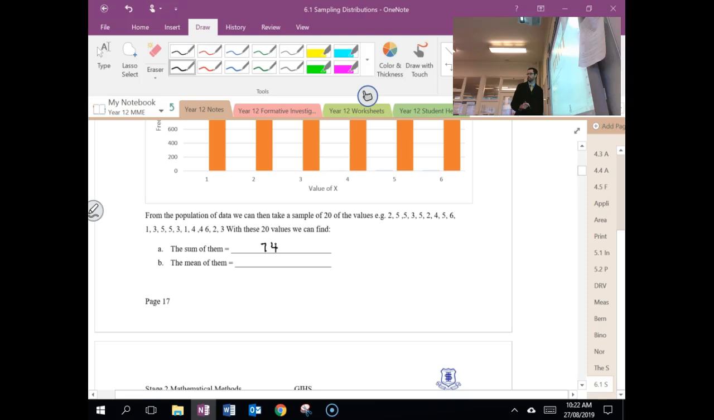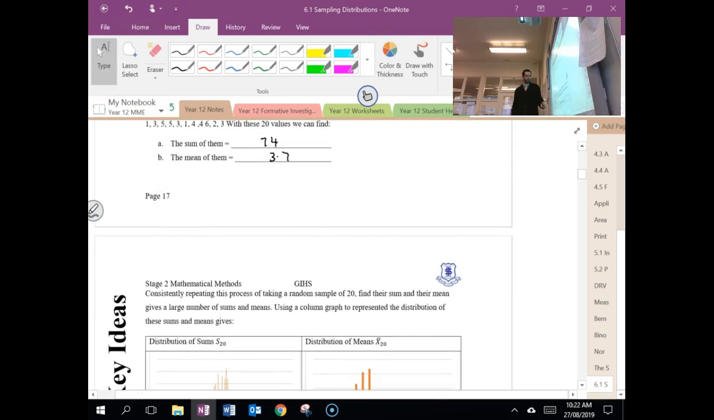3.7. Okay. So for this one sample, our sum of all the values is 74, our mean is 3.7. But then what we want to do is consistently repeat this process. So get another sample, find another mean, find another sum.